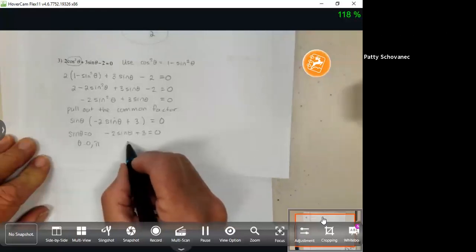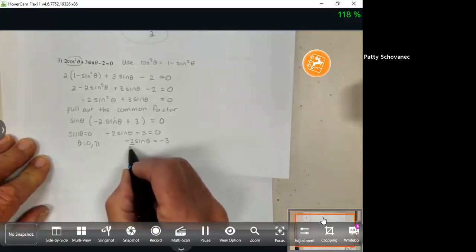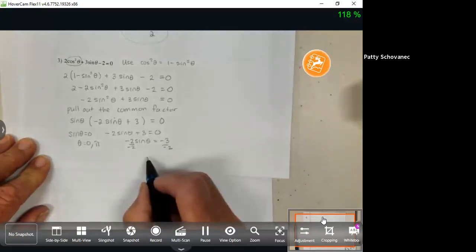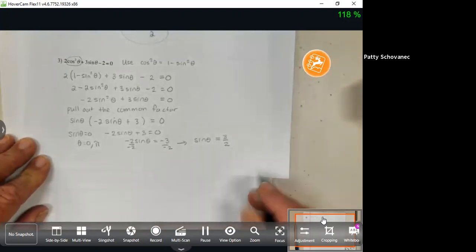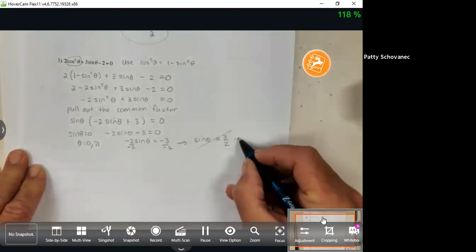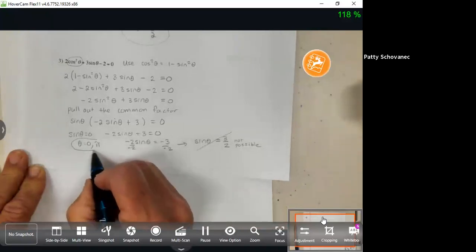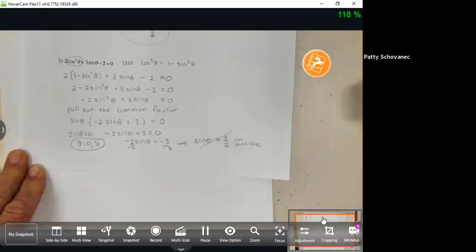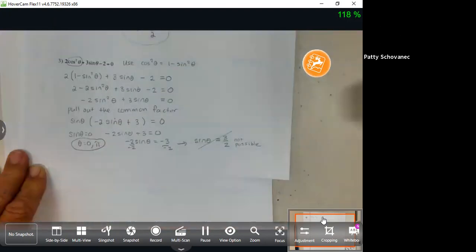The next one, I'll get the trig function by itself. First, I'll subtract 3, and then I'll divide by -2. So I need to know where the sine of theta is equal to 3/2. What are your thoughts on that? Undefined, right? 3/2 is bigger than 1. Can't happen. That's not possible. So these are our only two solutions. Okay? You can always check your answers. If you put these back into the original equation, it should make a true statement.